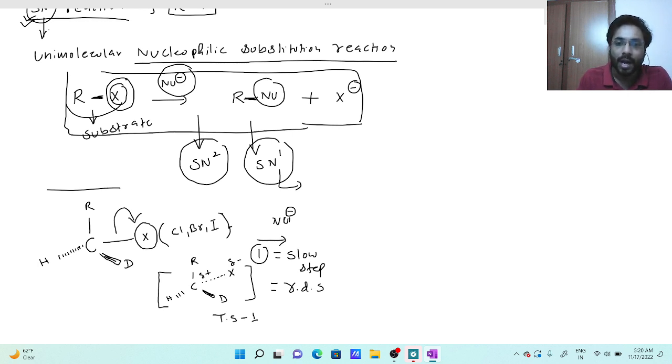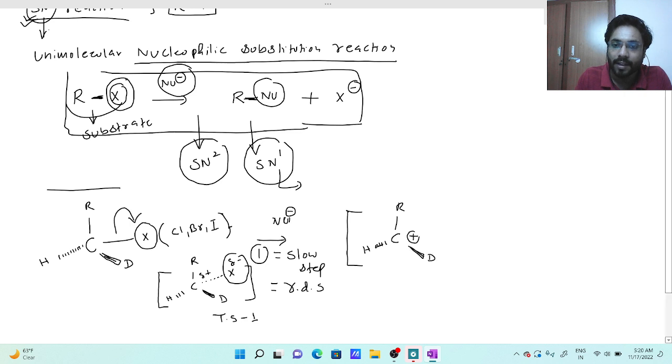Don't worry. So now, after the first step, this is the leaving group. Okay, after the first step, what is forming? An intermediate is forming. This is the transition state. Just after the transition state, one intermediate is forming. So this intermediate is nothing but a carbocationic intermediate. Fine.